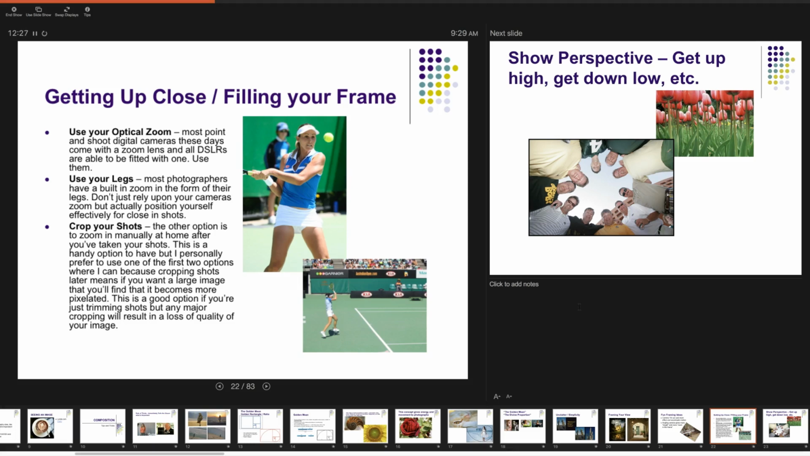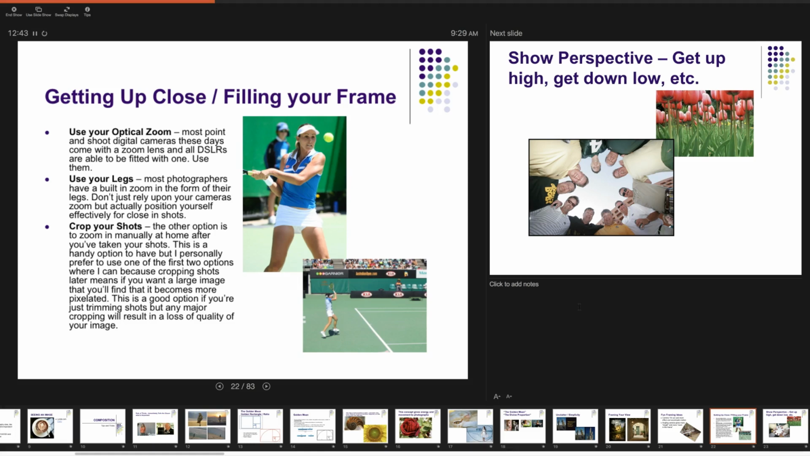Who else has something different? What do you have, Zach? Yours is I have 18 to 55? Okay. All right. So how you change the optical capabilities of your SLR is buying different lenses.